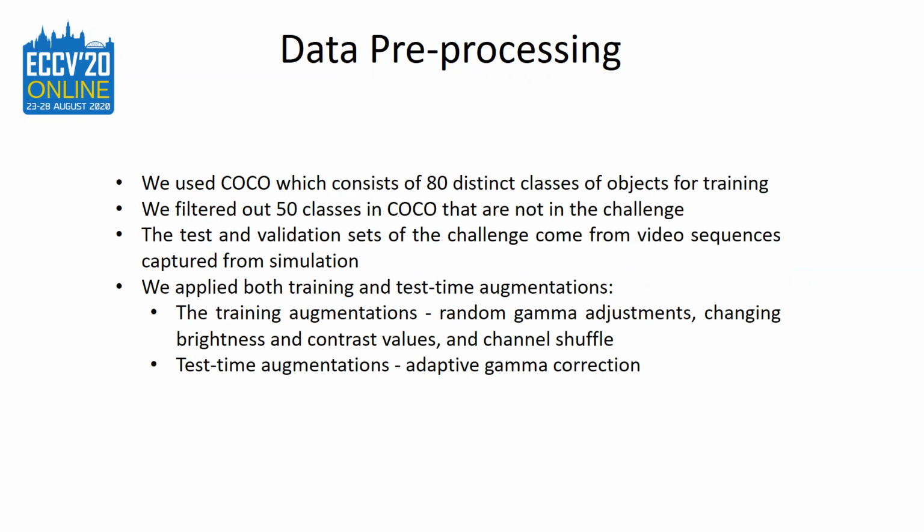Since these images were captured in varying lighting conditions, including during the daytime and nighttime, we applied both training and test time augmentations. For training augmentations, we applied random gamma adjustments, changing brightness and contrast values, and channel shuffle. For test time augmentations, we applied adaptive gamma correction, which heuristically amends images that are either too dark or too bright.